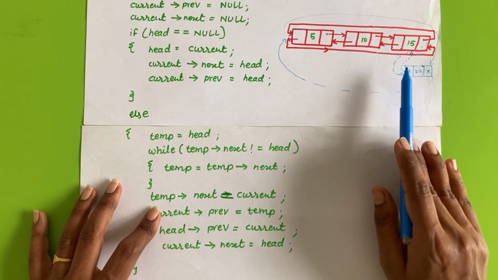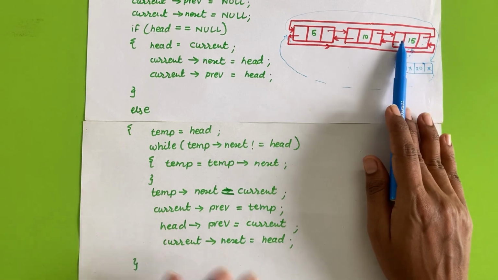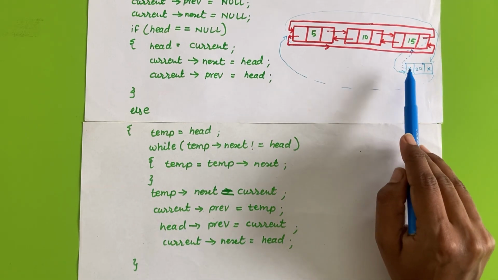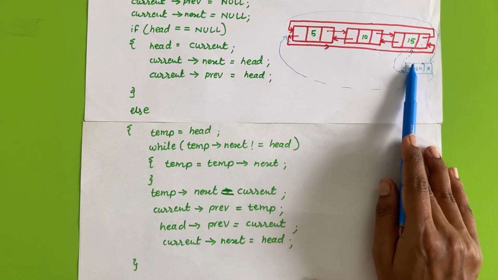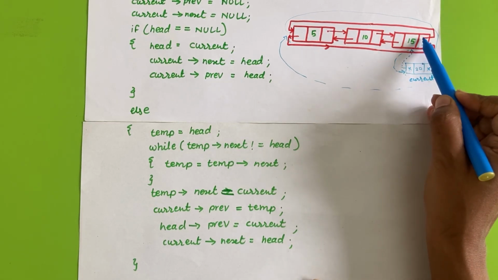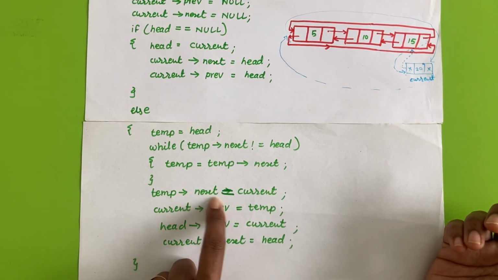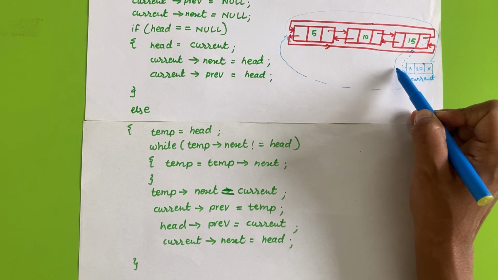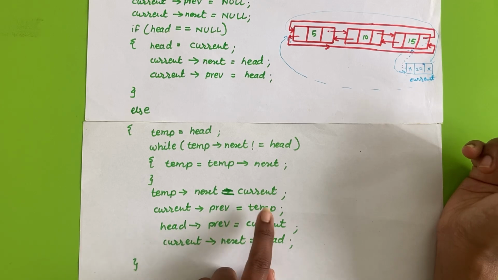Now we will make assignments. This temporary node's next field we have to change. So this is my temporary node, and this next field will point to the new node, and this is my current node. So temp's next field will point to current node. The first assignment will be temp->next = current node. And the current node's previous field should point to this temporary node, so current->previous will point to temporary node.